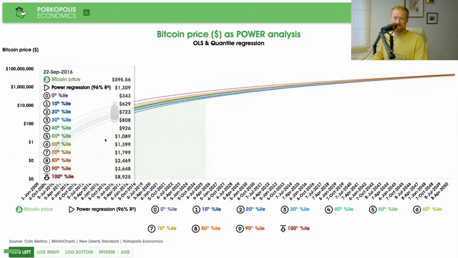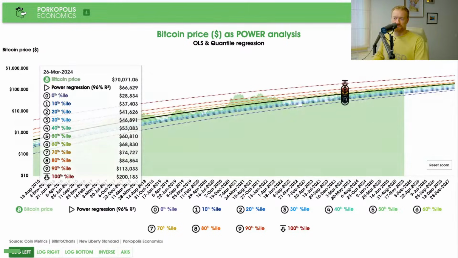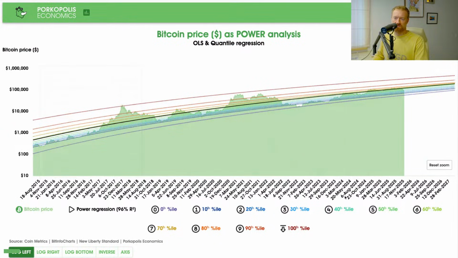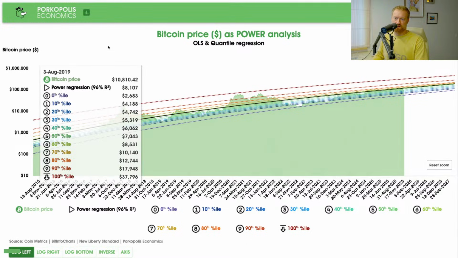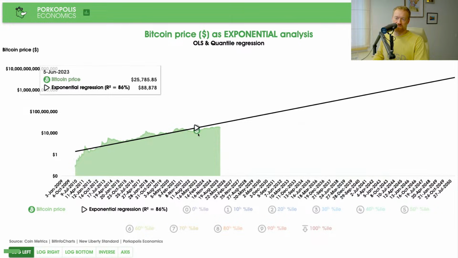I'll come back to my model, and you'll see, like the model I've been showing you guys most of the time. All right, so that's Bitcoin as power with this quantile regression, which I should show more, I think. Now, let's shoehorn in the exponential as a quantile regression. Okay, so I've shown this many times with many different charts.